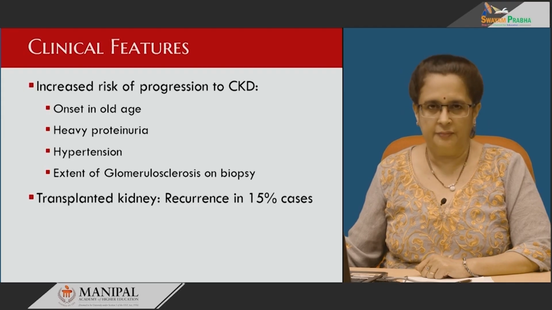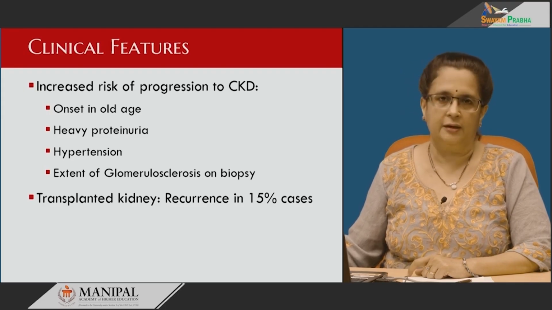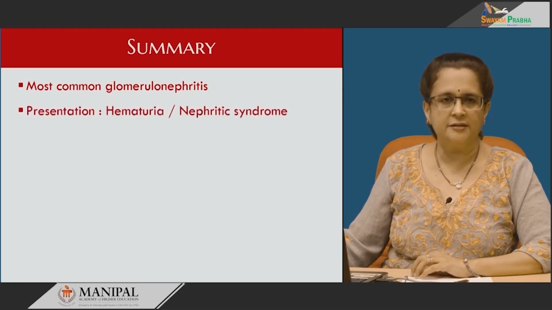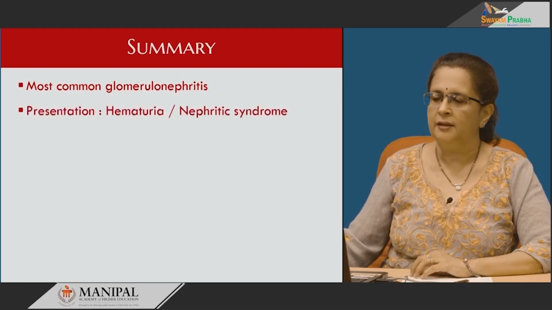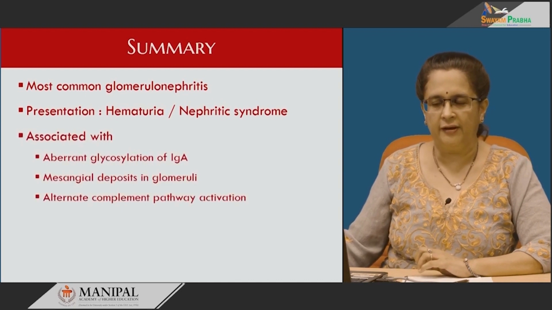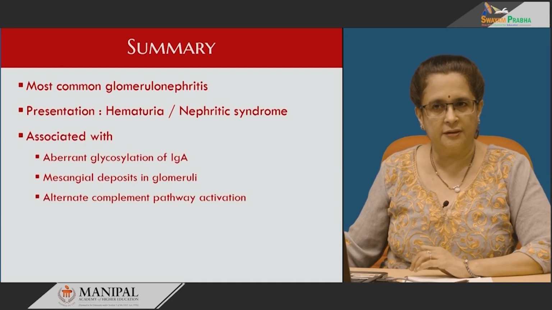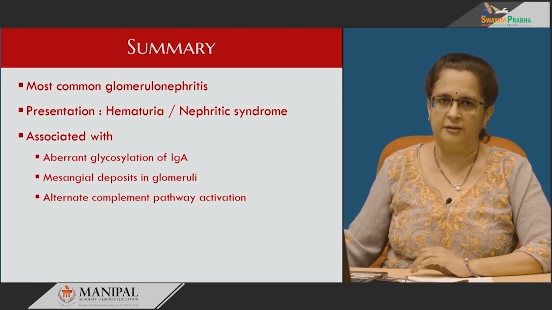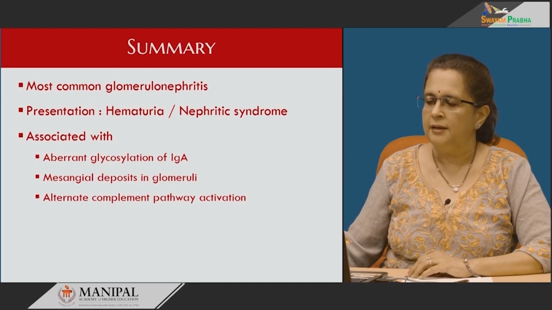So, with this we come to the conclusion of this session on IgA nephropathy. It is one of the most common glomerulonephritis. Presentation is as hematuria or as nephritic syndrome. It is associated with 3 factors, that is aberrant glycosylation of IgA in the mesangium leading to mesangial deposits of IgA on immunofluorescence and activation of the alternate complement pathway.